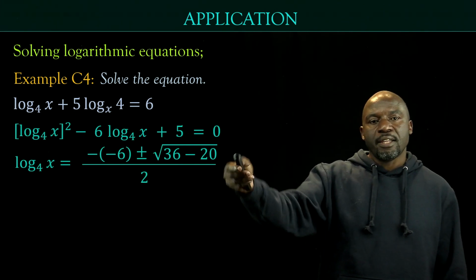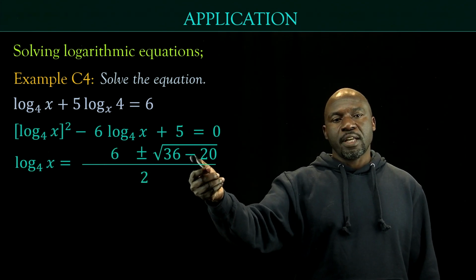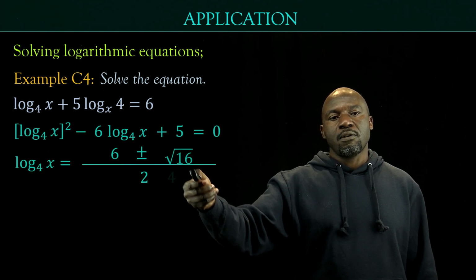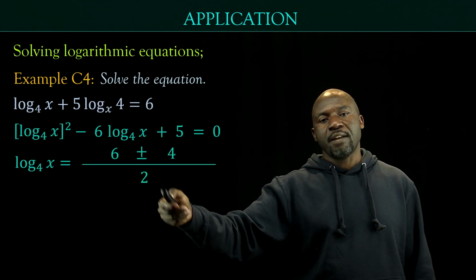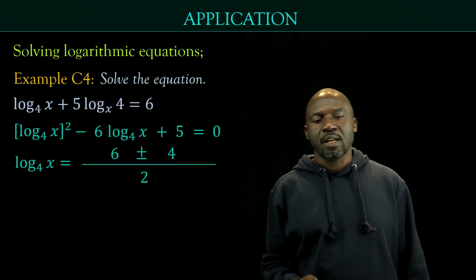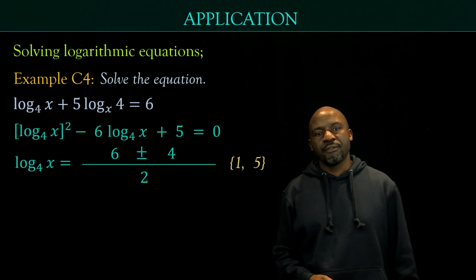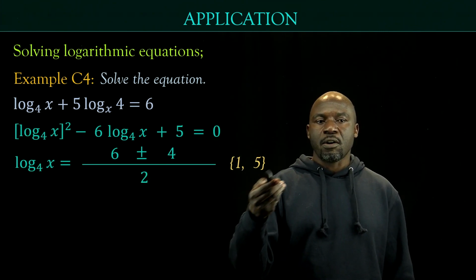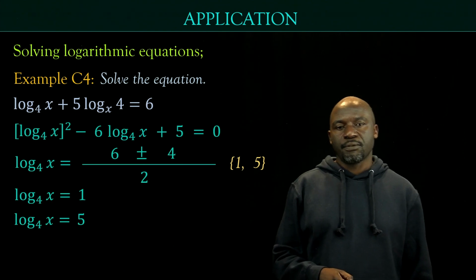And if you simplify this, this is the square root of 16, that is 4 of course, and so this is 10 over 2, which is 5, or 6 minus 4, which is 2 divided by 2 is 1, so the values here are 1 and 5. So log to base 4 of x is either 1 or it is 5.